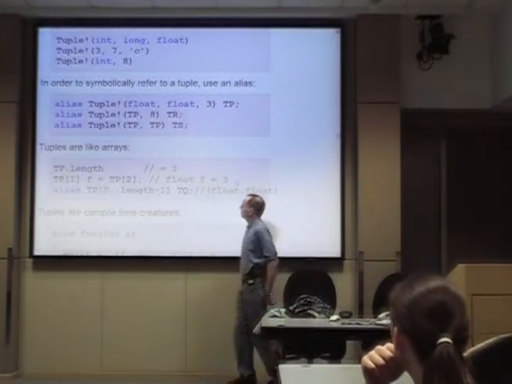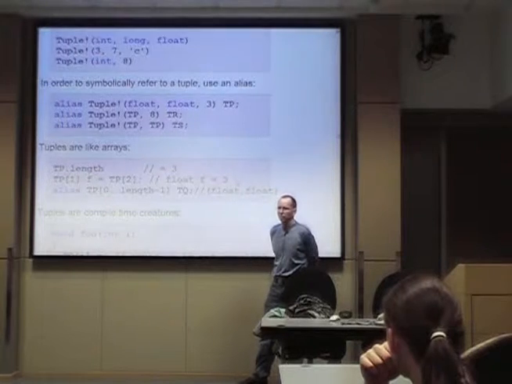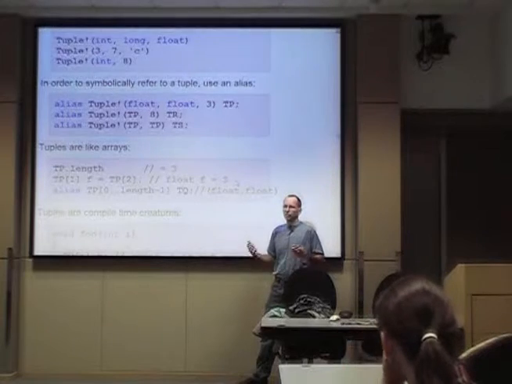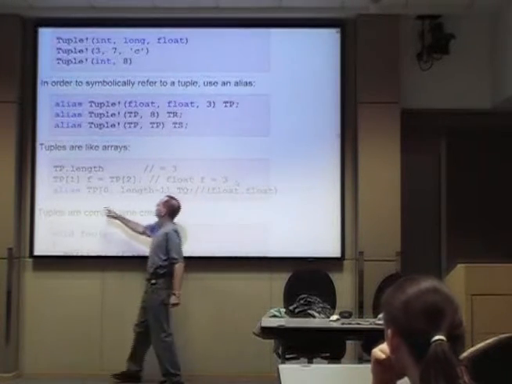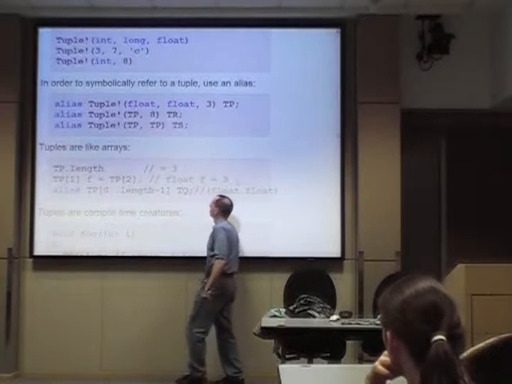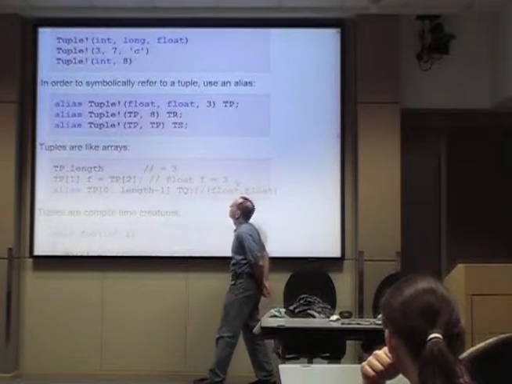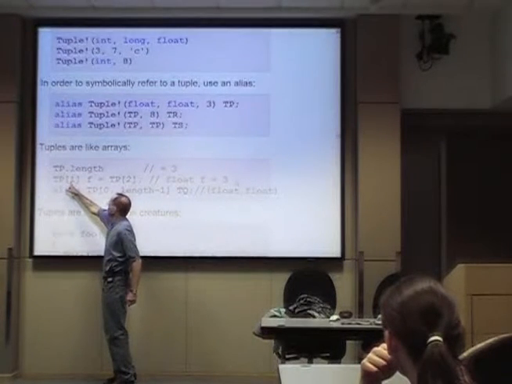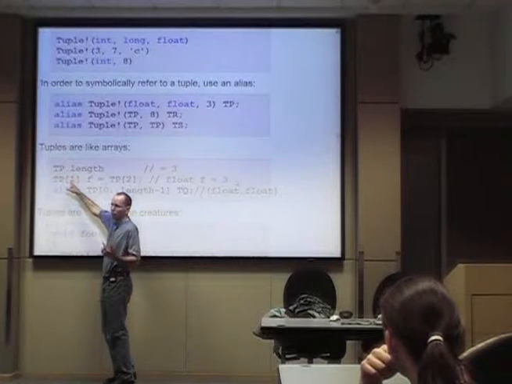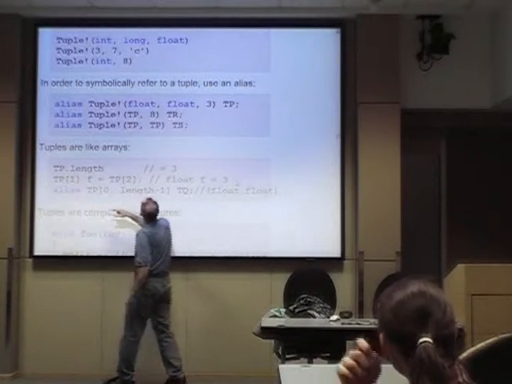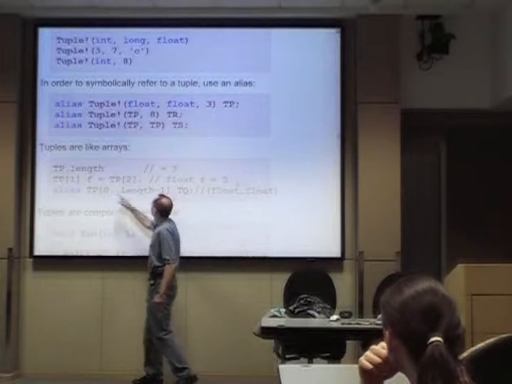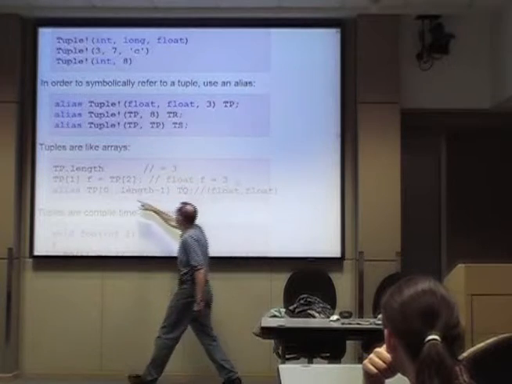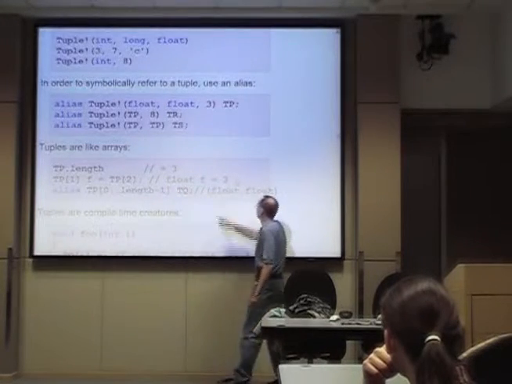For example, tuples share a lot of characteristics of arrays, except they're completely compile time arrays. They're not runtime creatures, they're all compile time. So tp.length gives me the number of elements in the tuple, which would be 3. And here we can declare f, and extract one element out of the tuple, which happens to be float, equals the value of the third parameter, which happens to be 3. So this declaration is the same as float f = 3.